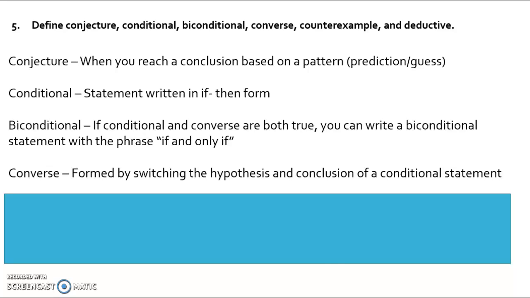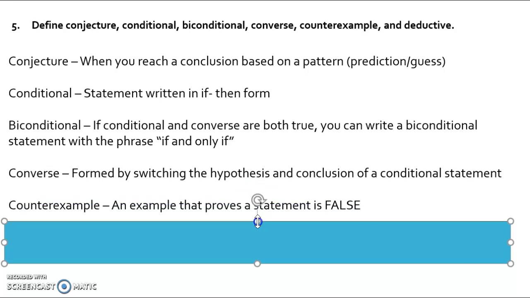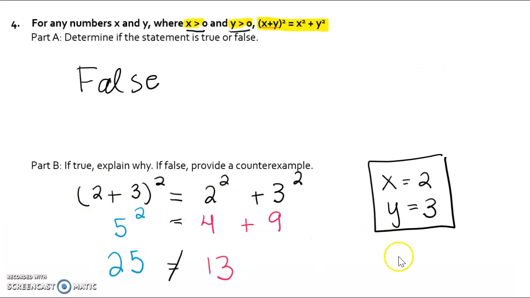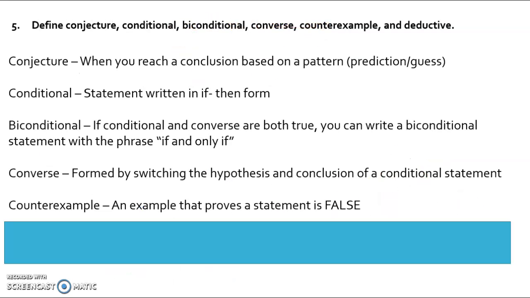The converse of a statement is formed by switching the hypothesis and conclusion. So instead of if hypothesis, then conclusion, we'll have if conclusion, then hypothesis. A counterexample is an example that proves a statement is false. Just like we looked at on question 5, I found an example that proved our statement was false.